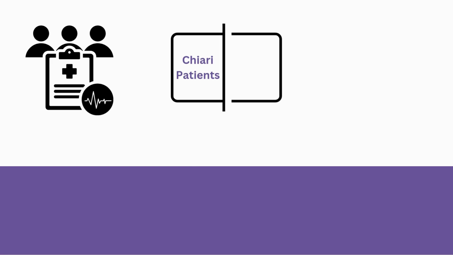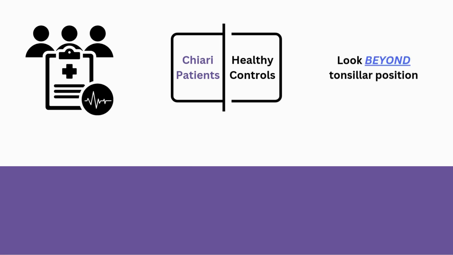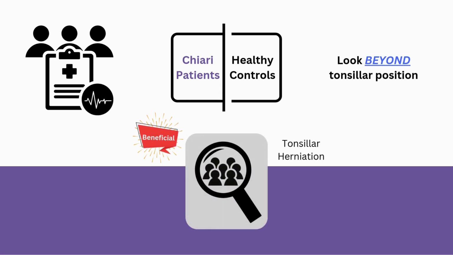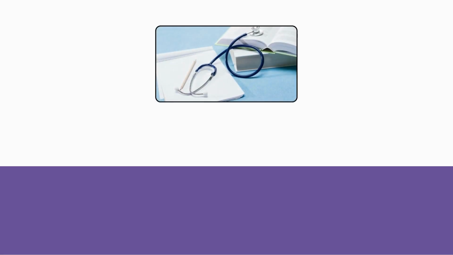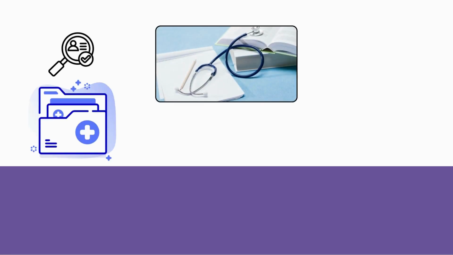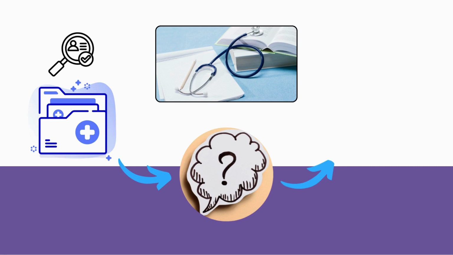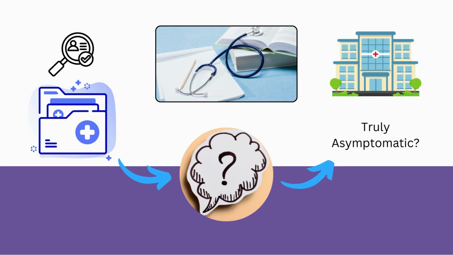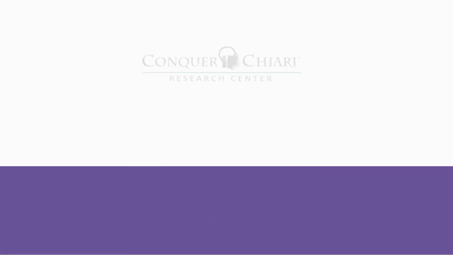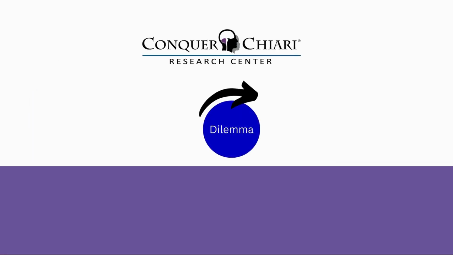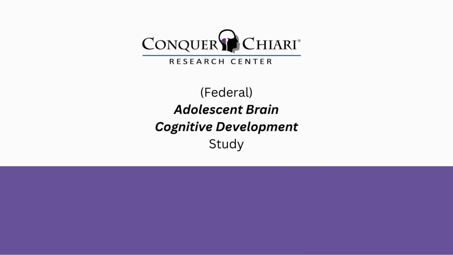In most of the studies discussed so far, Chiari patients were compared to healthy control subjects. But to look beyond tonsillar position, it would be beneficial to look at people with tonsillar herniation greater than 5 millimeters, but without symptoms. Some studies have used hospital records to identify such cases. But then the question becomes, if they are in the hospital, are they truly asymptomatic? Or did a doctor just decide the symptoms were not due to Chiari? Conquer Chiari researchers found a way around this dilemma by leveraging the Federal Adolescent Brain Cognitive Development Study.